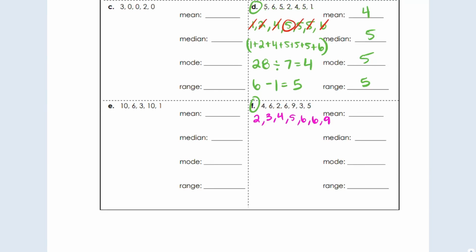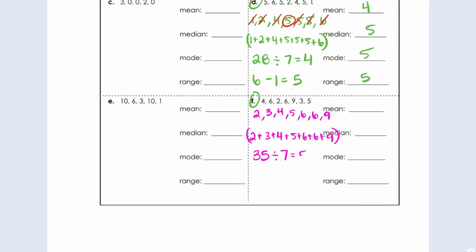Okay, let's go ahead and find the mean. 2 plus 3 plus 4 plus 5 plus 6 plus 6 plus 9. You're gonna write that down first and then type it into your calculator. 2 plus 3 is 5. 5 plus 4 is 9. 9 plus 5 is 14. 14 plus 6 gives me 20. 20 plus 6 is 26. 26 plus 9 is 35. So 35, and I said there were 7 total numbers, so I'm going to divide by 7. So my mean is 5.